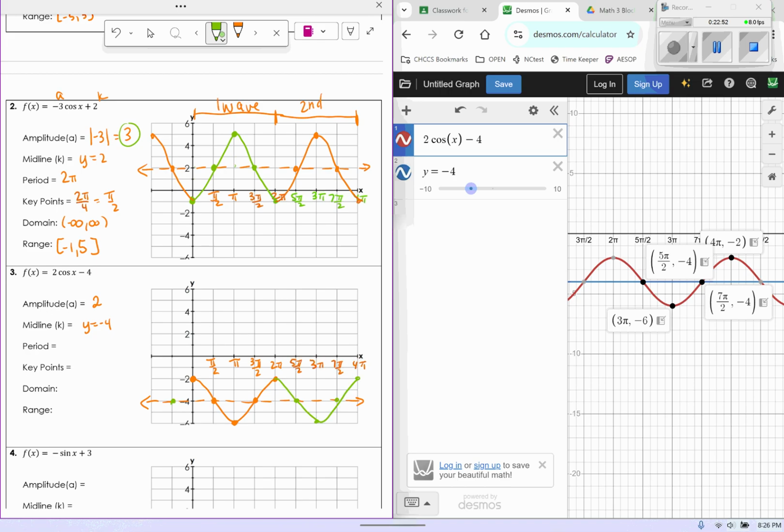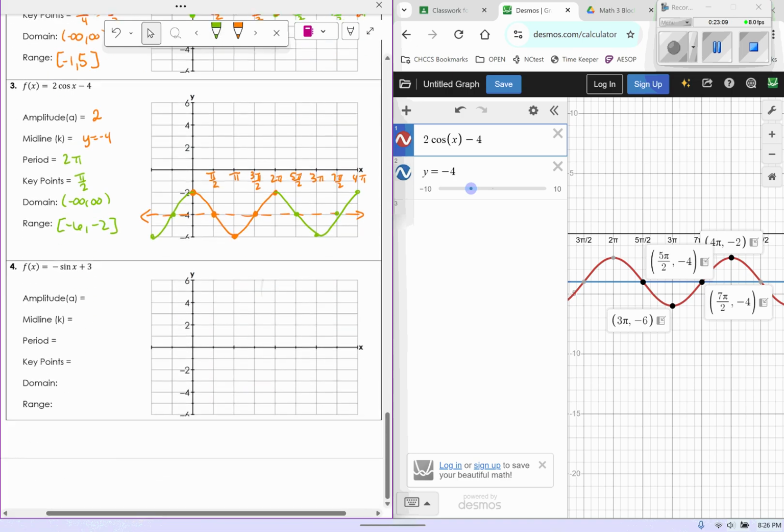And if you wanted to go backwards, you just do the opposite. So the period's still 2 pi. The key points are still pi over 2. The domain's still all real numbers. It's always going to be all real numbers for these. And the range is what's changing. It's from -6 to -2.